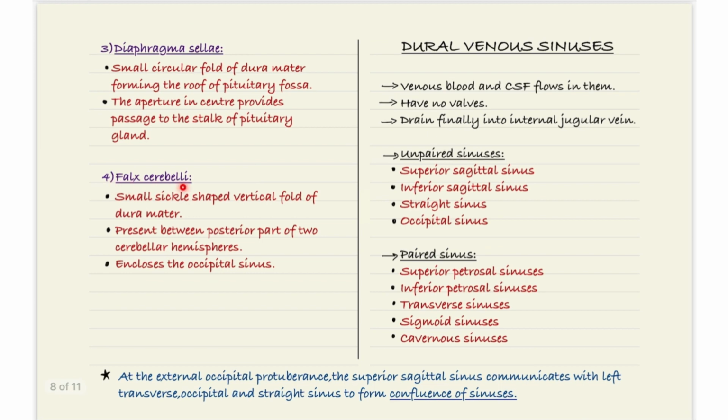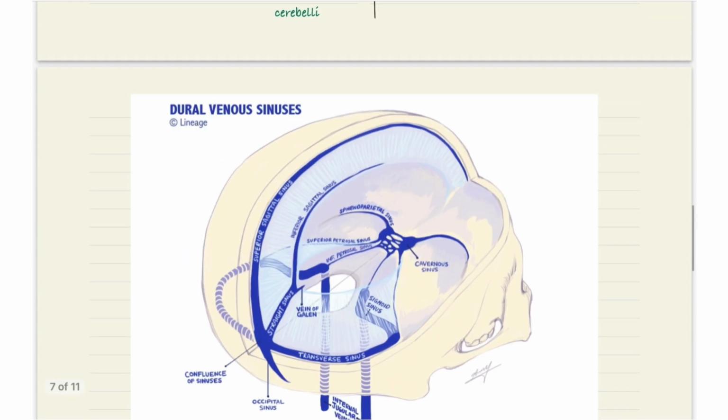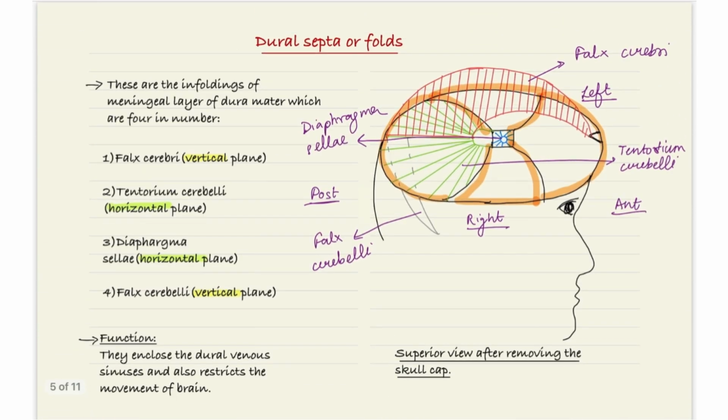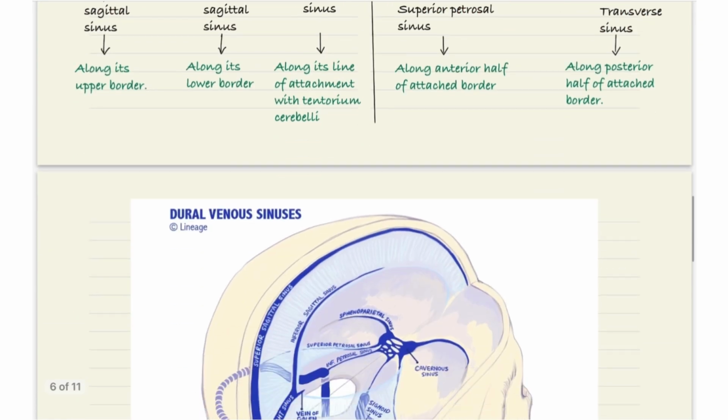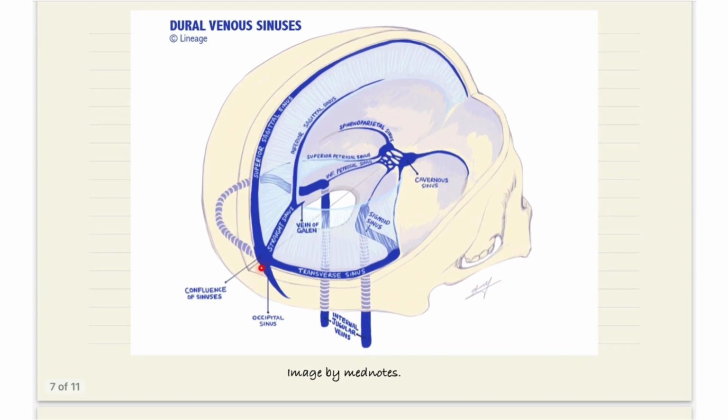Next, falx cerebelli. It is a small sickle-shaped vertical fold of the dura mater present between the posterior part of the two cerebellar hemispheres and it encloses the occipital sinus. So this is the falx cerebelli. It lies between the posterior part of the two cerebellar hemispheres and it encloses occipital sinus. So to see occipital sinus, here is the occipital sinus.